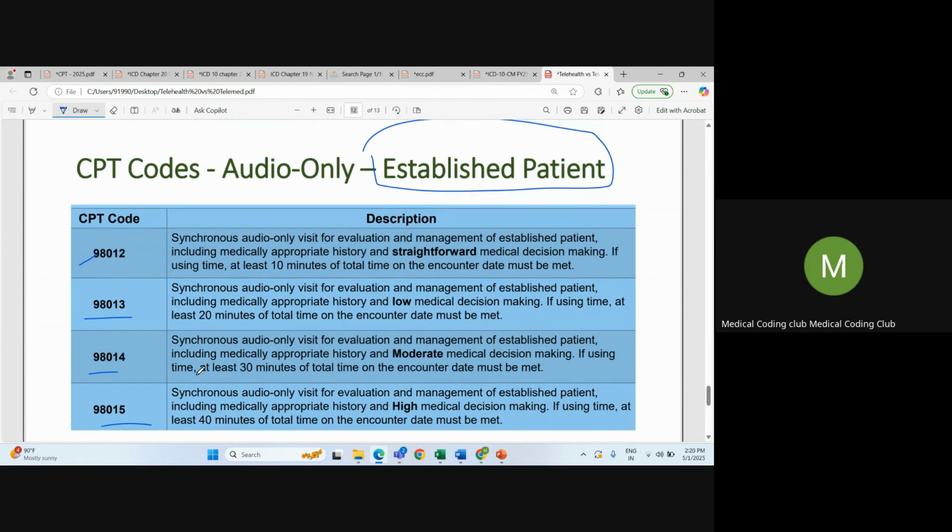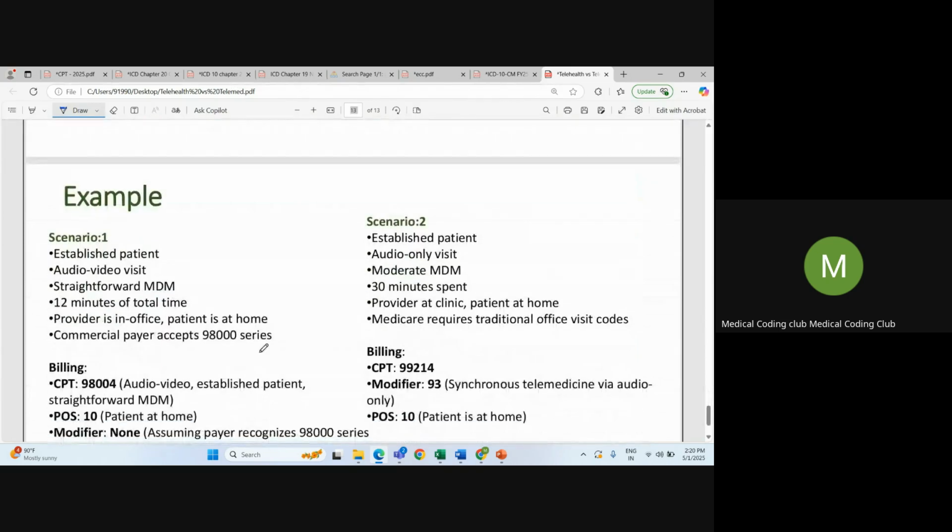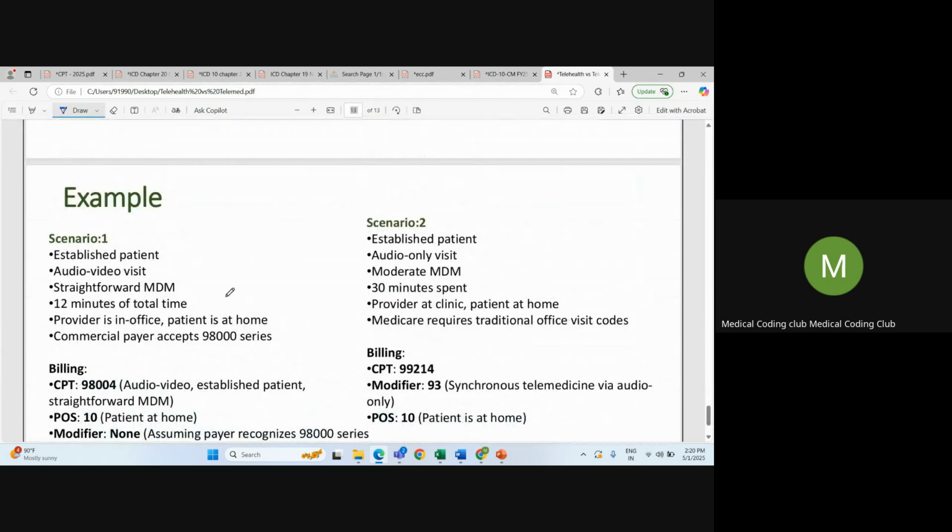Okay, so these are all the synchronous audio only visits. Say for example, you got a synchronous audio only visit, you will check the MDM or you will check the total time, and then you will check whether this patient is new or established. Accordingly, you will select your CPT code. Okay, simple. So next, let's have a quick look.